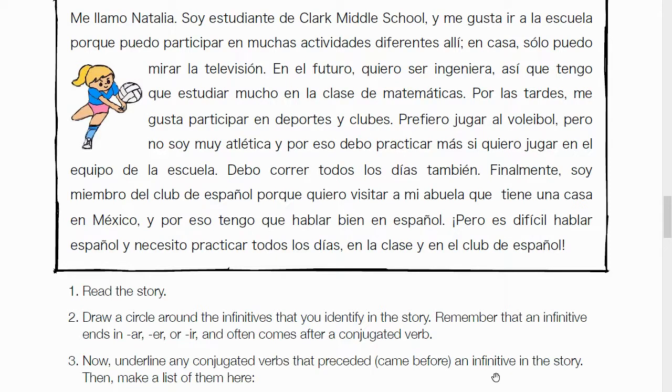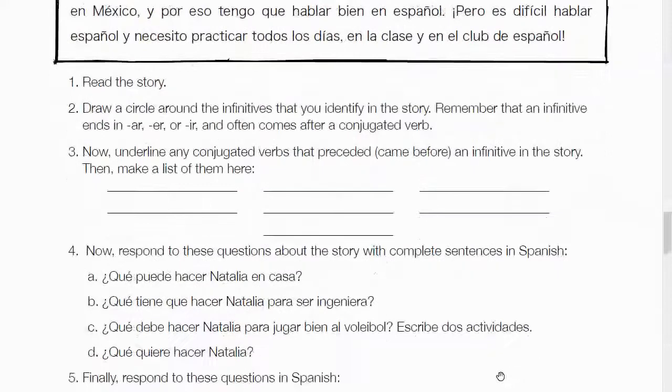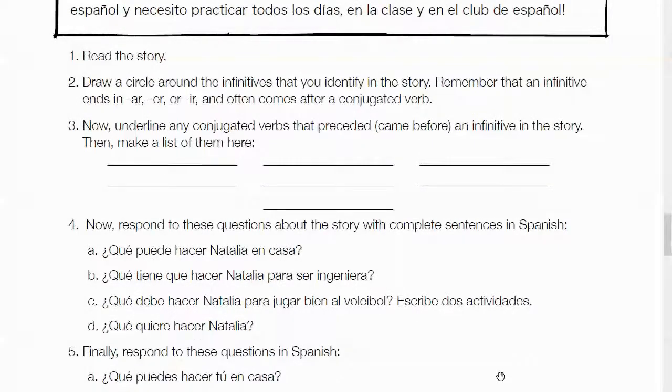Okay. Now let's jump down to number four for just a minute. I want to make sure you know how to do each section. So you're responding to the questions about the story in complete sentences in Spanish. Okay. So letter A, "¿Qué puede hacer Natalia en casa?" What is that asking in English? What can Natalia do at home?